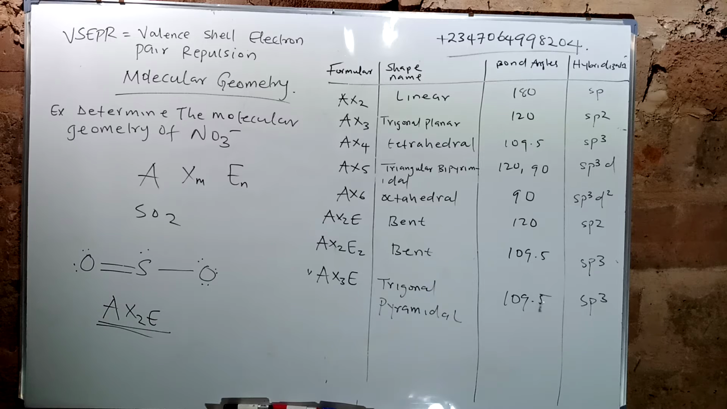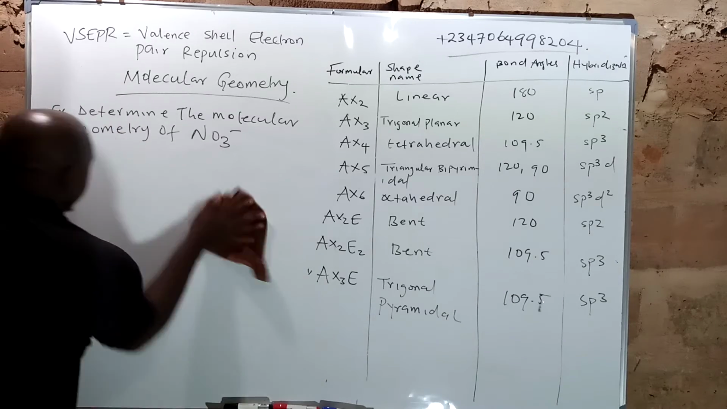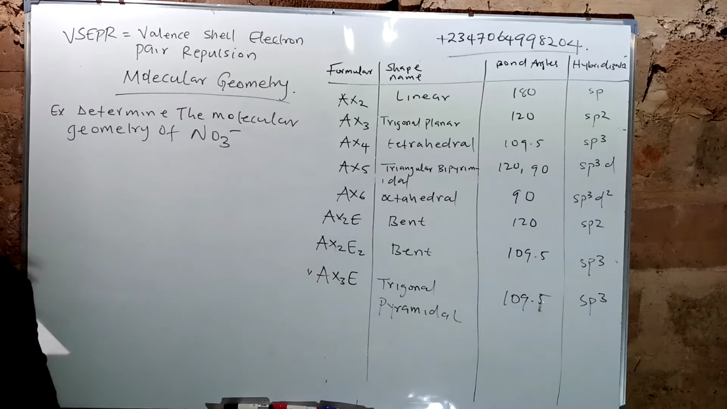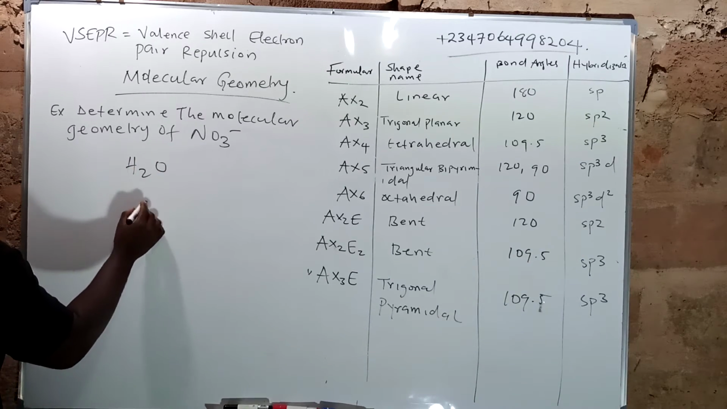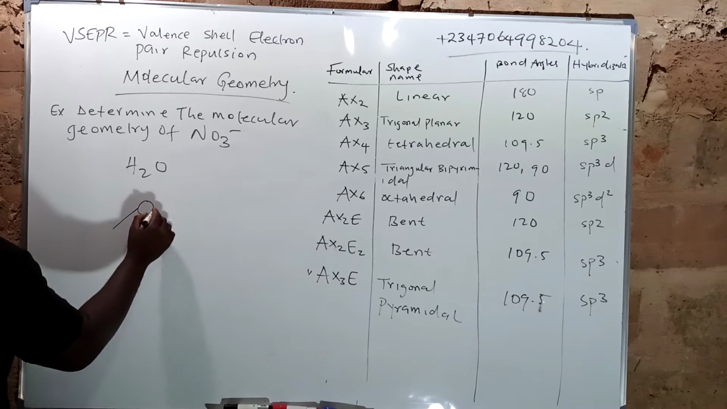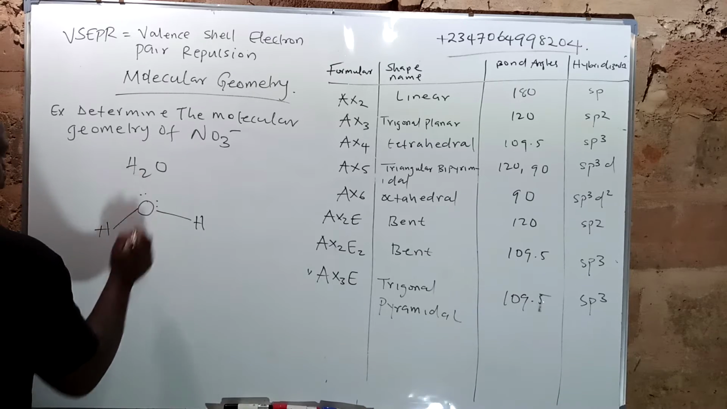Now, let's continue, please. What if you have water? Remember, you can also get some shapes in the school textbook, for you to compare more. Once you understand it, life is easier. So this is the Lewis structure of water. You have hydrogen here, hydrogen here, and then you have 2 lone pairs.